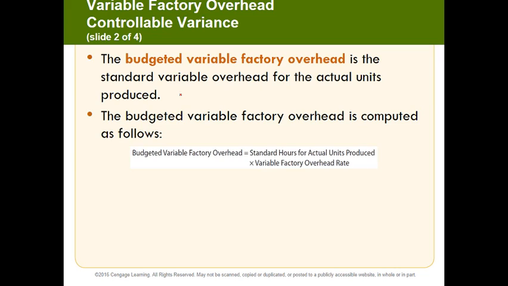So the standard variable overhead for actual units produced is computed by taking the standard hours for the actual units produced, and then we multiply it by the variable factory overhead rate.